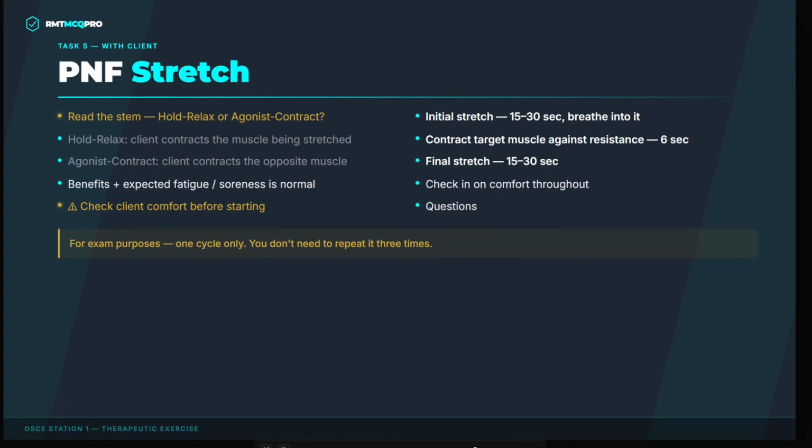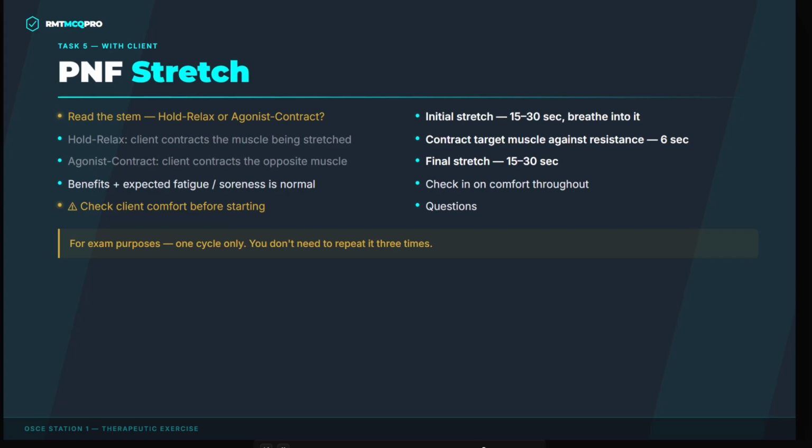Explain what you're going to do. List the general benefits of PNF stretching and what they might feel afterwards, as well as some risks. Again, residual muscle soreness or fatigue. Stop if there's any pain. As with the range of motion exercise, confirm your client's comfort before you start. Then walk them through it.